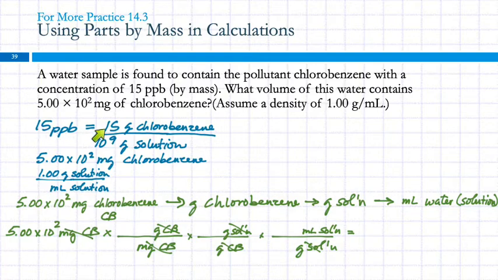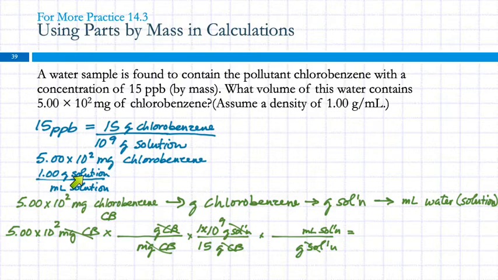In my concentration, 15 grams of chlorobenzene per billion grams of solution. I'm going to look at the factor that has grams of solution and grams of chlorobenzene. In front of grams of chlorobenzene was 15, so I'm going to put 15 there. And billion was the grams of solution. I'm going to add a 1 times so that I don't have to wonder what to do with that on my calculator. So 1 times 10 to the 9th.